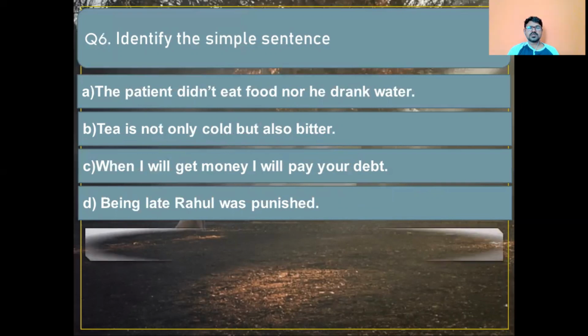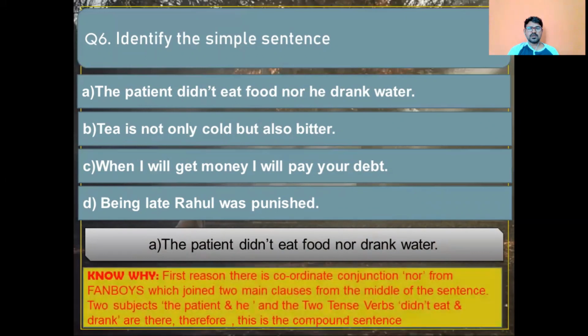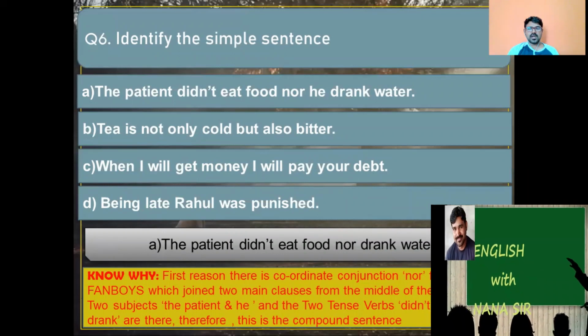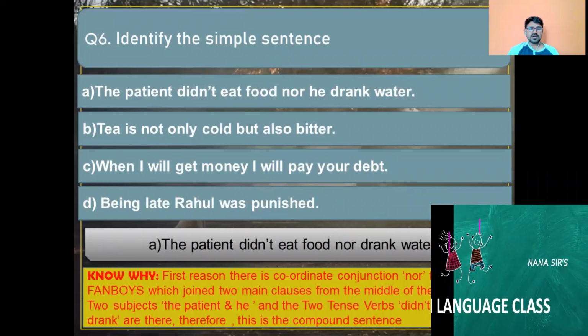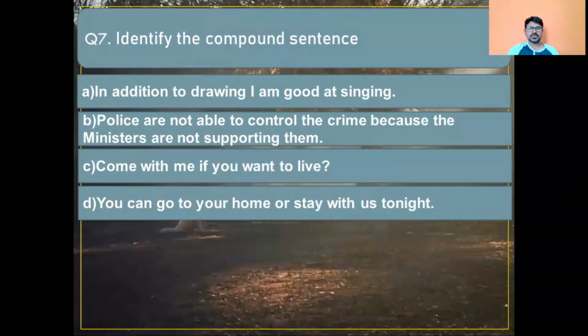The correct answer is option A. The patient didn't eat food nor he drank water. Know why? First reason, there is coordinate conjunction nor from FANBOYS, which joins two main clauses from the middle of the sentence. Two subjects are there, the patient and he, and the two tense verbs are there, didn't eat and drank. Therefore, this is the compound sentence.